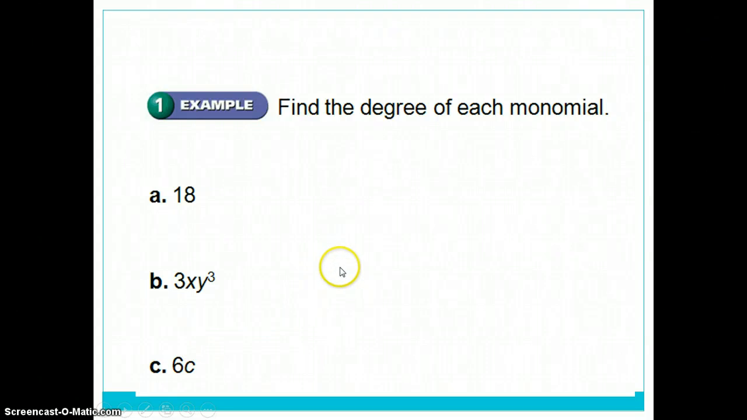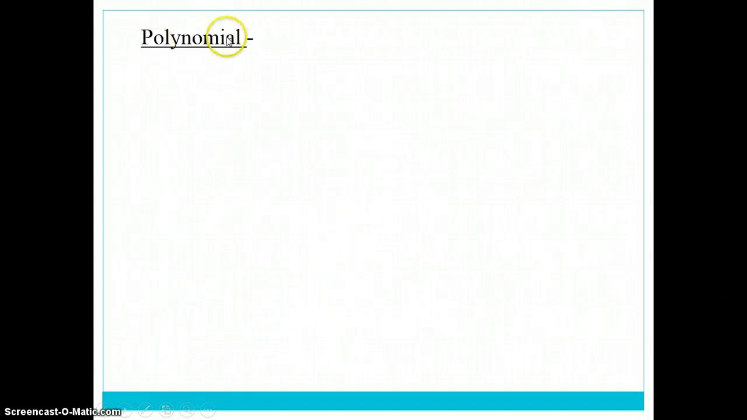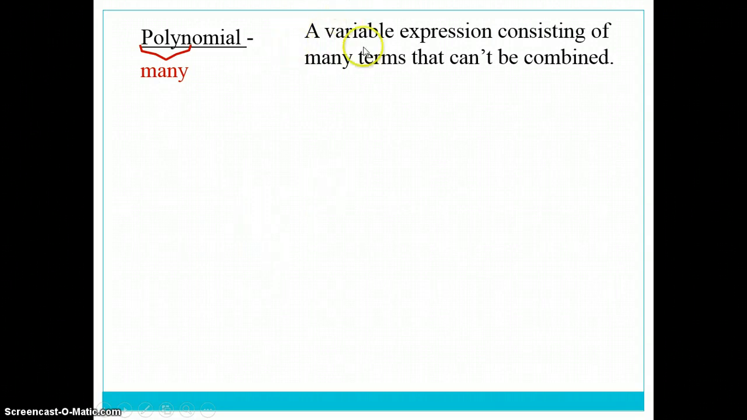All right, let's get into the good stuff. So a polynomial. Poly means many. All right. And a variable expression consisting of many terms that can't be combined. So their exponents on their variables are different, or it's just different variables altogether.